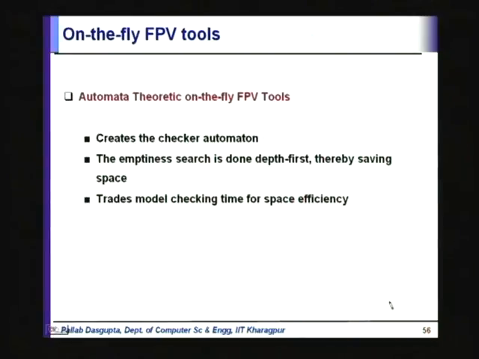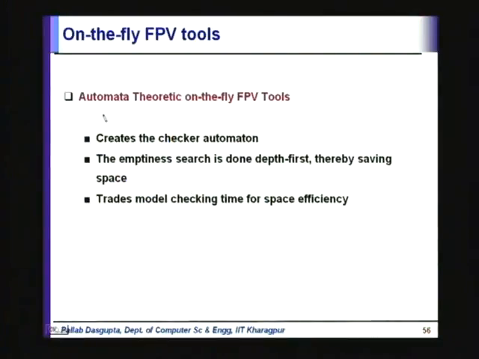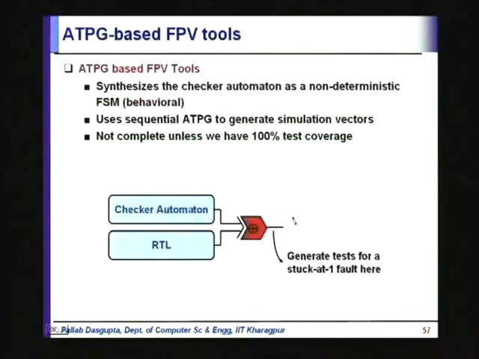Okay. So, in addition to the BDD and SAT based tools, we have on the fly FPV tools, which I just now mentioned. These are called automata theoretic on the fly FPV tools. It creates the checker automaton, and the emptiness search is done depth first, thereby saving space. And it trades model checking time for space efficiency, because you do not create the product explicitly, rather you do a depth first traversal.